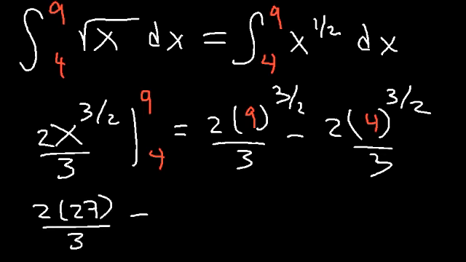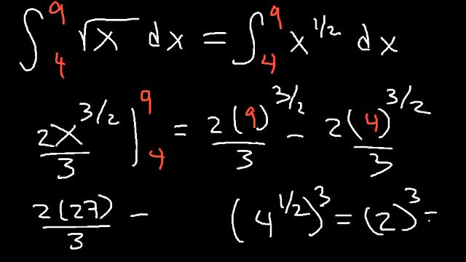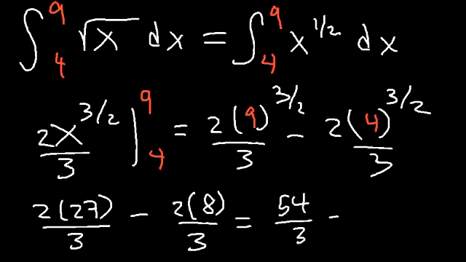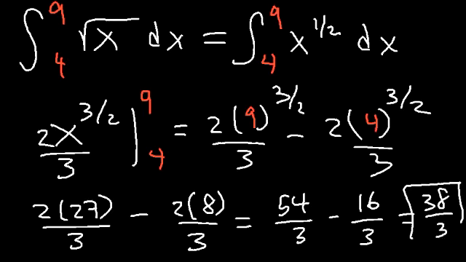Now let's do the same thing for 4 raised to the 3/2. So it's 4 to the 1/2 raised to the 3rd power. The square root of 4 is 2, and 2 to the 3rd power is 8. So this is going to be minus 2 times 8 divided by 3. 2 times 27 is 54, and 2 times 8 is 16, and 54 minus 16 is 38. So the final answer is 38 divided by 3.